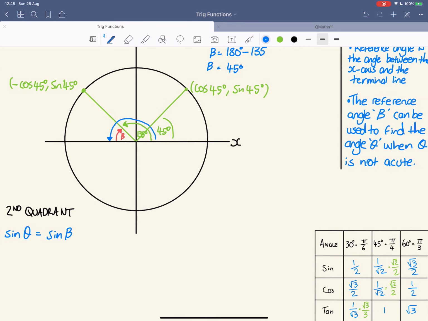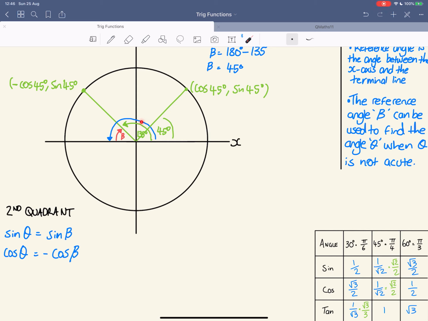Now, it's slightly different when we look at the cosine. When you look at the cosine of the angle, have a look. The cosine is how far you have to go across to get to this angle. It's equal to the negative cosine of the reference angle, because for the reference angle here, we had to go into the negative x-axis.